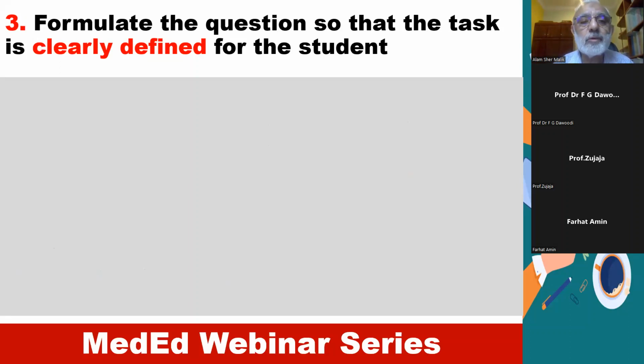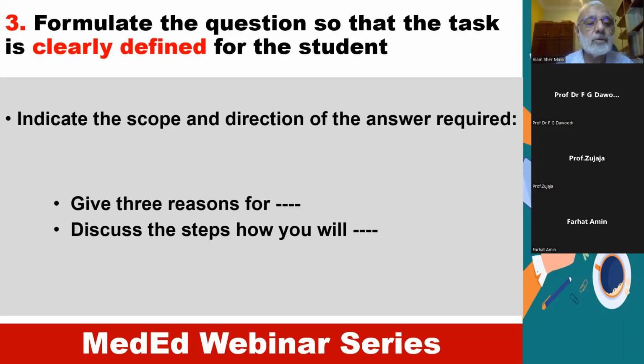Third, formulate the question so that the task is clearly defined for the students, which is usually a problem in extended response questions. So indicate the scope and direction of the answer required. For example, give 3 reasons for, or discuss the steps how you will. So using the right phrases and right verbs can clearly define the task the student is supposed to deal with.